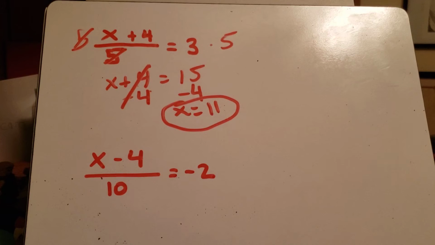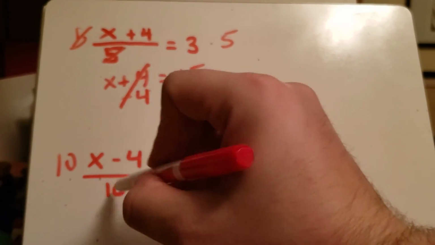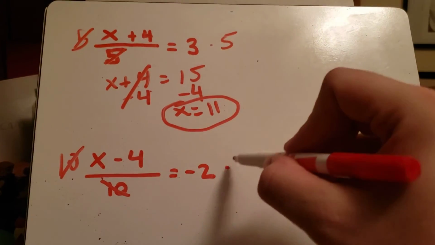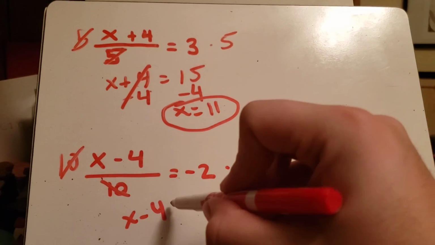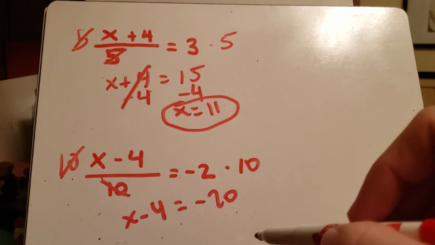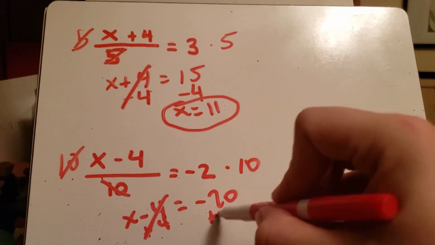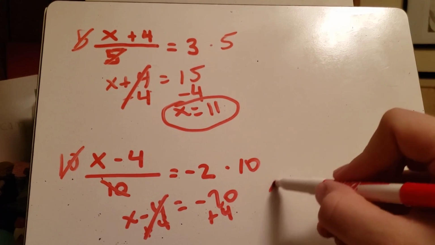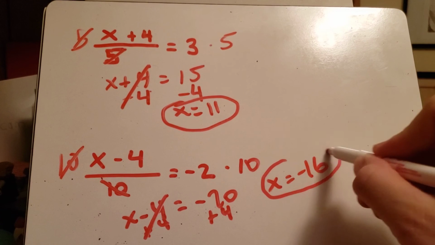Now, on the bottom one, we can do the same thing, and our denominator in this one is 10. So we're going to multiply by 10 on each side, so we can get rid of our denominator. And so we'll end up with x minus 4 on this side, and over here we get negative 20. So then we're going to have to do our addition, so we'll add 4 and add 4. And if we add 4 to negative 20, we get negative 16. And that's the answer to that one.